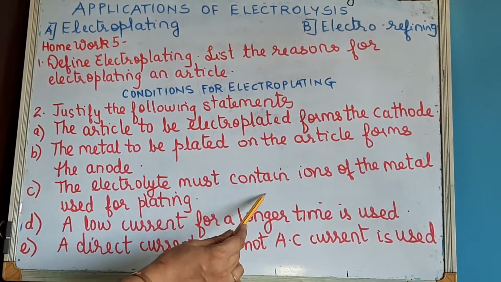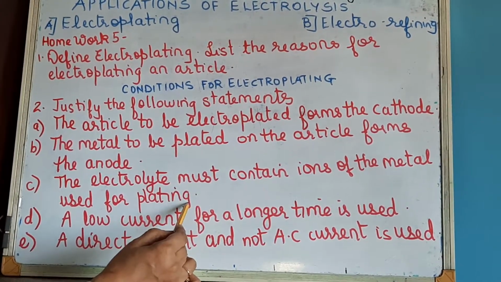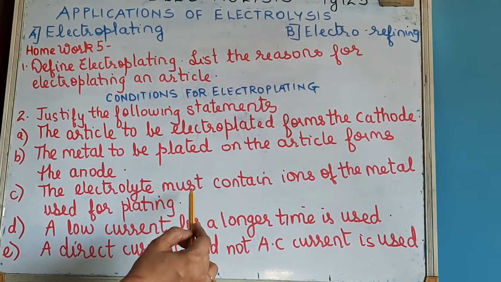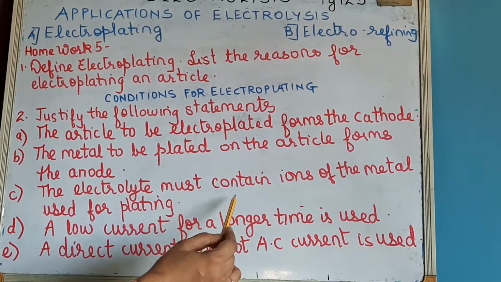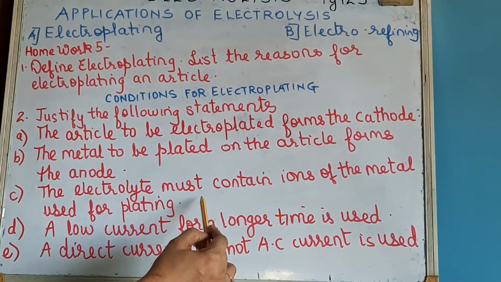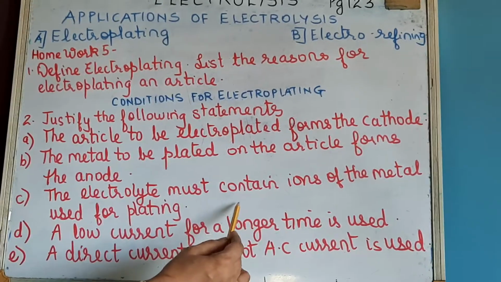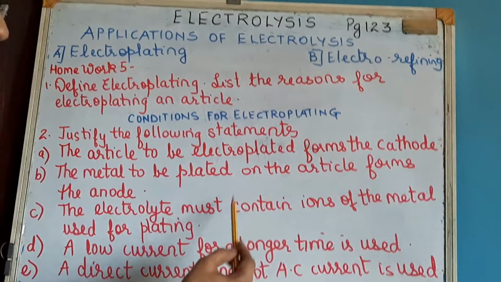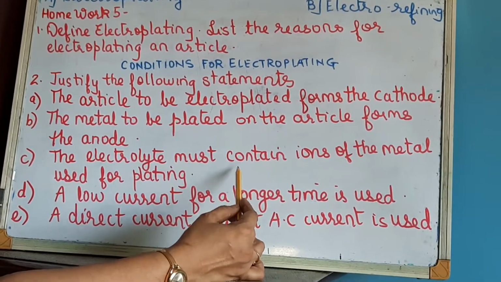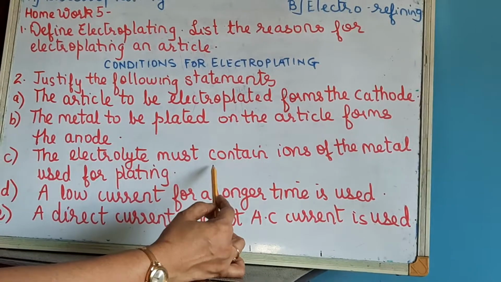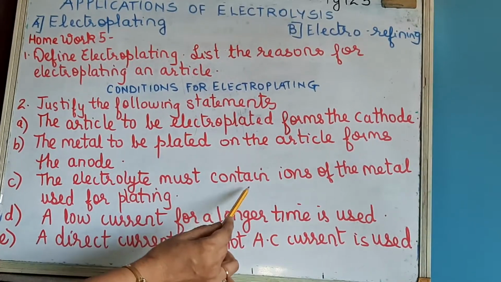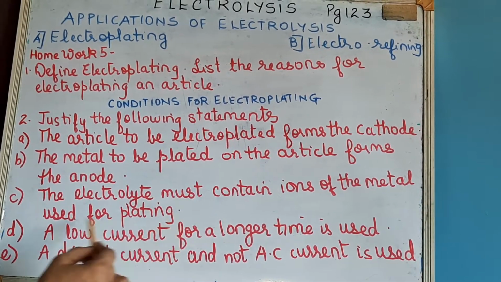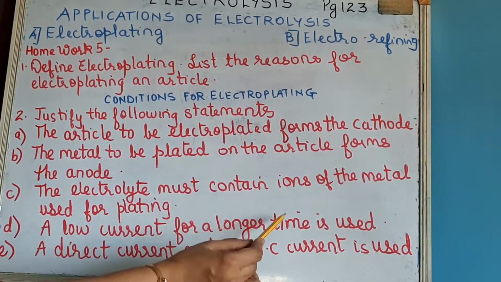Third, the electrolyte must always contain ions of the metal used for plating. Means if you are using nickel for plating, your solution should be some salt of nickel, like nickel sulfate or nickel nitrate. When dissociation of that nickel sulfate takes place, nickel ions will again be released in the solution. These nickel ions will again travel to the cathode and enhance the deposition of that metal on the article. So the electrolyte must always contain ions of the metal used for plating. Clear?